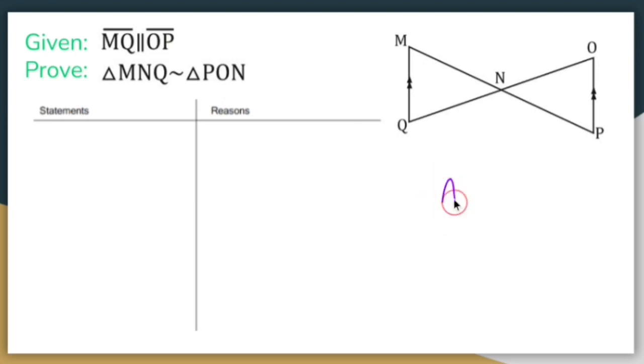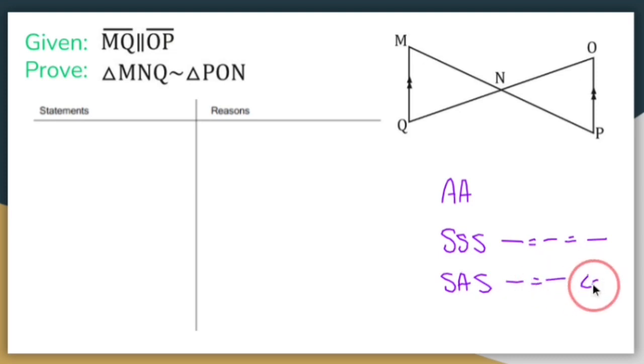See, with similarity, we only have 3 ones that we need to worry about. Showing 2 angles are congruent, or we could show that the sides are proportional, which means you have 3 fractions equaling each other, or you can show that 2 sides are equaling each other as far as proportion goes, and 2 angles are equaling each other.